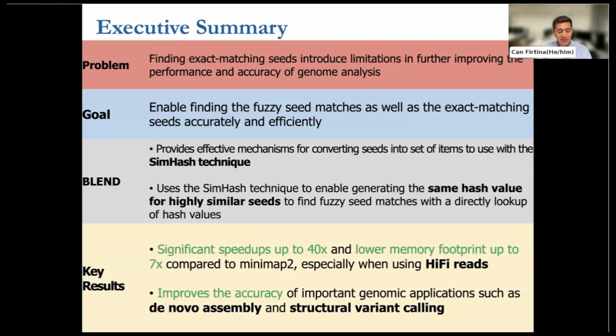Blend provides significant speedups up to 40x and lower memory footprint up to 7x compared to Minimap2, especially when using HiFi reads, highly accurate reads. It also improves the accuracy of important genomic applications such as de novo assembly and structural variant calling.